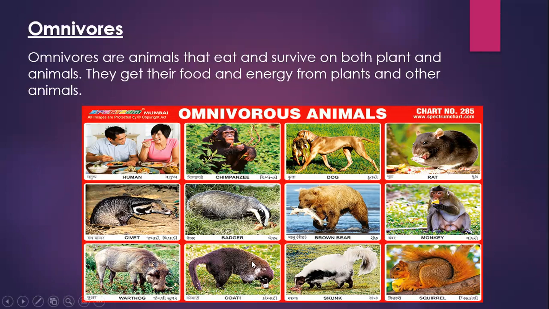These animals are omnivores, and human beings also come under this type of consumers, because we eat plants as well as different types of meat like beef, mutton, chicken, and fish, and also vegetables, fruits, and plants. So human beings are omnivores, and these other animals also come under the category of omnivorous animals. Who are omnivores? They eat both plants and animals.